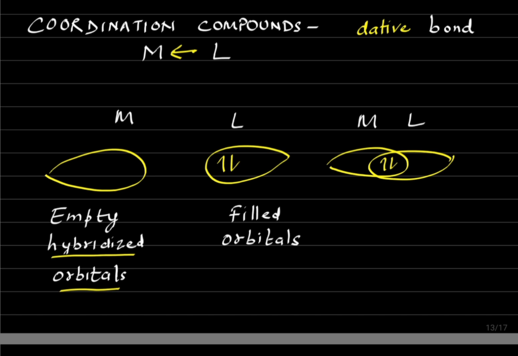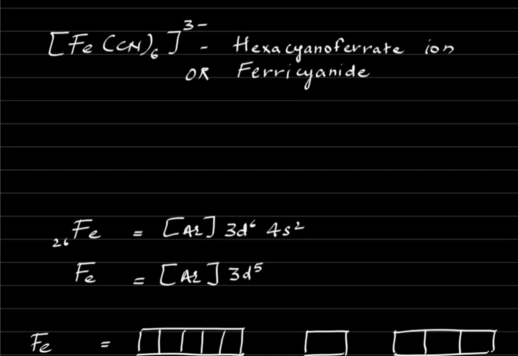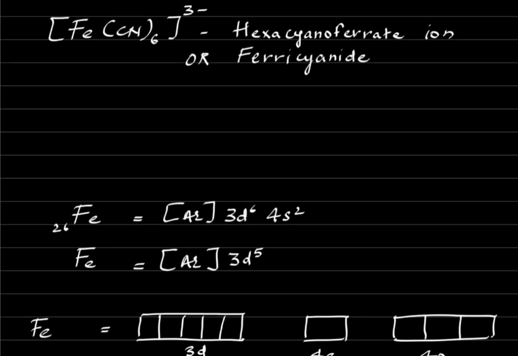Let's see how this all works with the help of some examples. Our first example is hexacyanoferrate ion or ferricyanide. First, let's work out oxidation number of the central metal ion here. Let's say it's X plus 6 times minus 1, being the charge on cyanide ions, equals to minus 3. Minus 3 is the overall charge on the complex. Solve for X and you get X equals to plus 3. So the oxidation number on iron in this complex is plus 3.